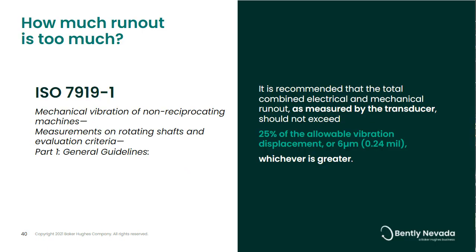Well, now that we have very accurately and very precisely measured the runout, how do we know if it's too much? To have an arbitrary reference or a neutral comparison here, ISO 7919, the mechanical vibration of non-reciprocating machines, gives us a nice clear recommendation. It is recommended that the total combined electrical and mechanical runout, so total indicated runout, the TIR, as measured by the transducer, so again, by the proximity probe that's looking at the shaft, should not exceed 25% of the allowable vibration displacement, or 6 micrometers, or equivalent to 0.24 mils, or thousandths of an inch, whichever is greater.